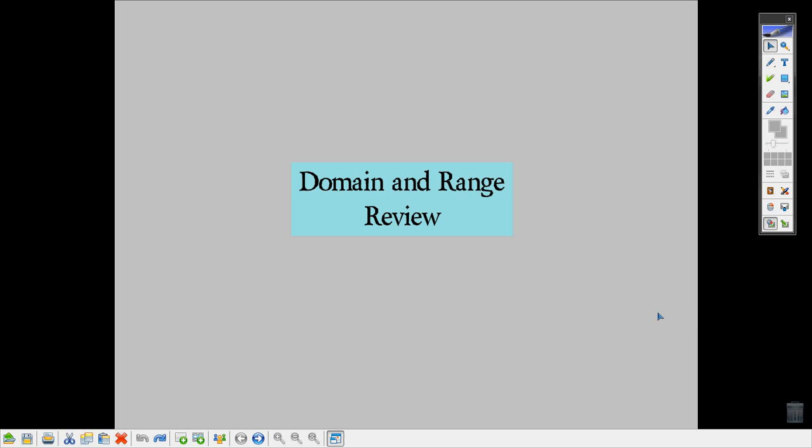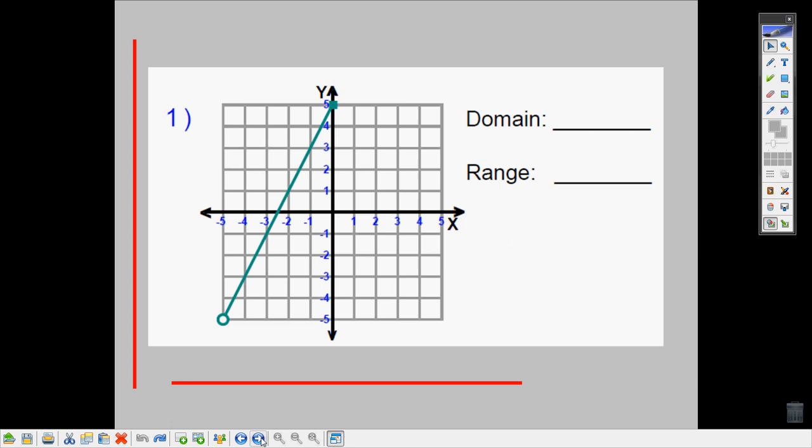Okay, so we're going to do a basic domain and range review with graphs and relations. Let's look at this first graph. Remember, when I'm going to do domain, domain runs left and right because domain is the x values. Range runs down and up because that's the y values. That's the direction of the y-axis; the direction of the x-axis is domain.